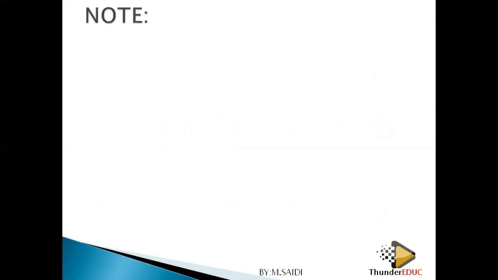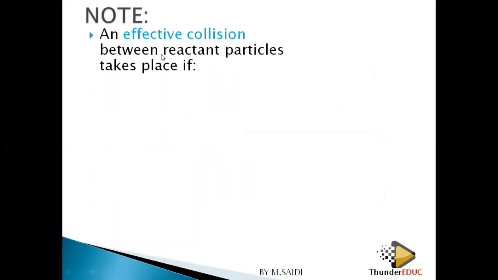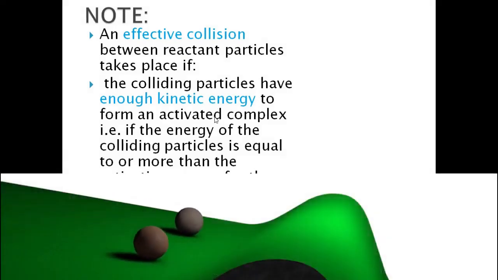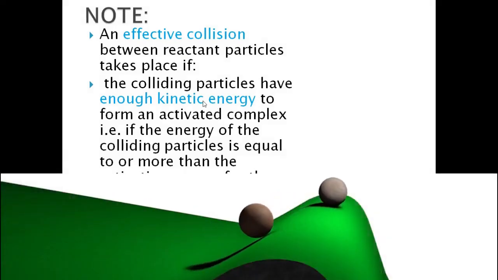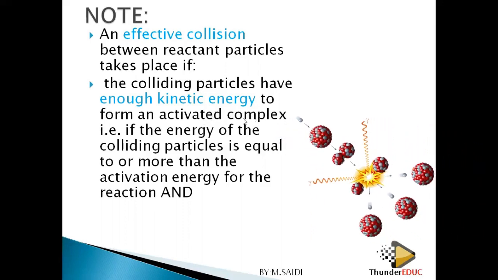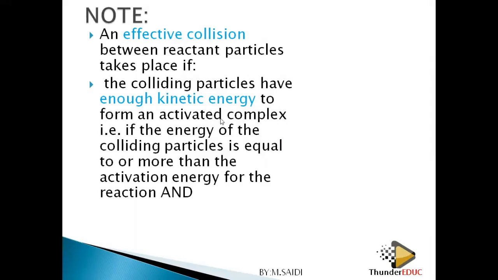Number one, an effective collision between reactant particles takes place if the colliding particles have enough kinetic energy to form an activated complex. When they have enough energy, they can overcome the activation energy, and then they form an activated complex. It's not a reactant and not a product, but is in transition from reactants to products. It is an unstable compound, and then the reactants are converted into products.